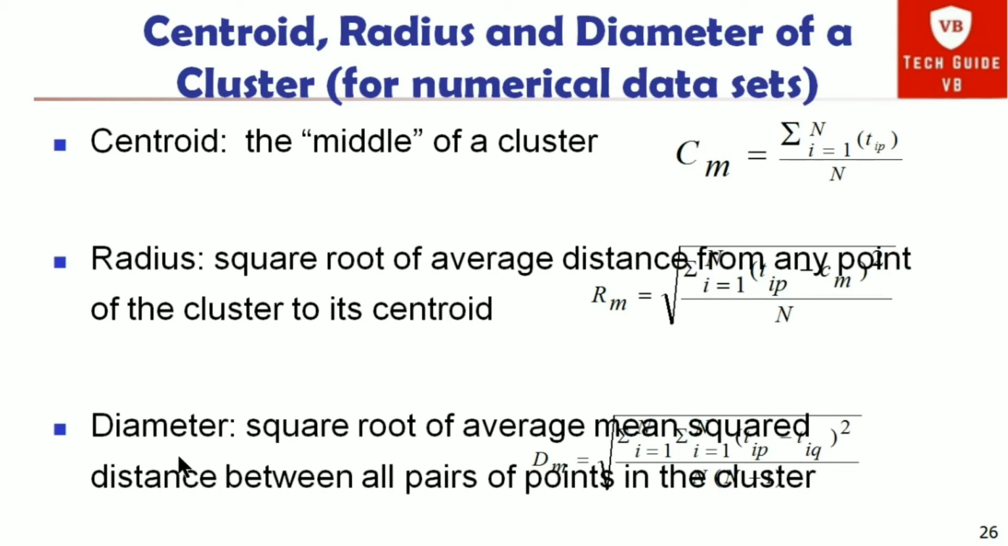Now the centroid, radius and diameter of a cluster. The centroid means the middle of the cluster. The radius means the square root of the average distance from any point of the cluster to its centroid, and the diameter means the square root of the average mean squared distance between all pairs of points in the cluster. The formulas are given for centroid, radius and diameter.